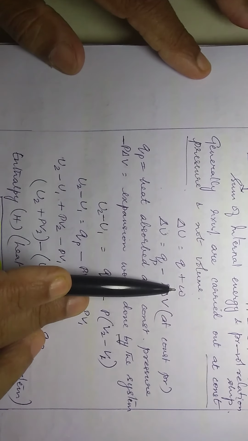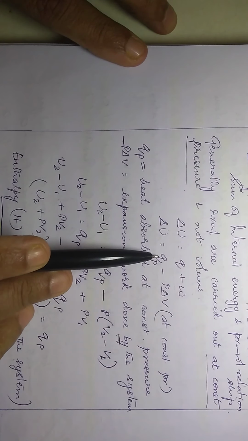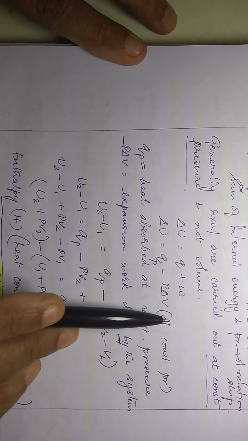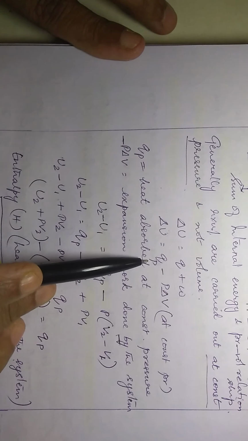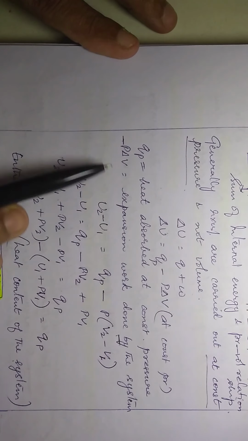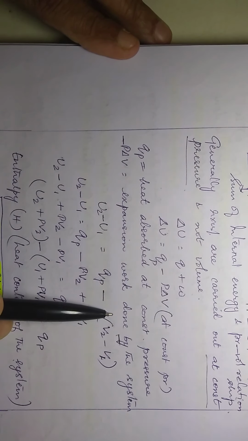Now, you know the first law of thermodynamics, delta U is equal to Q plus W, and this can be written as Q minus P delta V. Work done can be replaced as minus P delta V. This also you know already. Now at constant pressure, you are representing the subscript P here, heat absorbed at constant pressure, and minus P delta V is the expansion work done by the system.